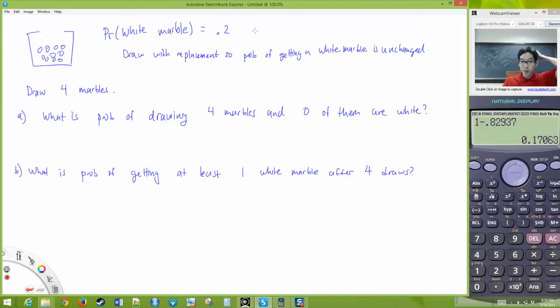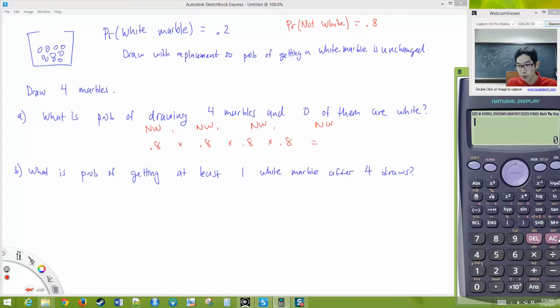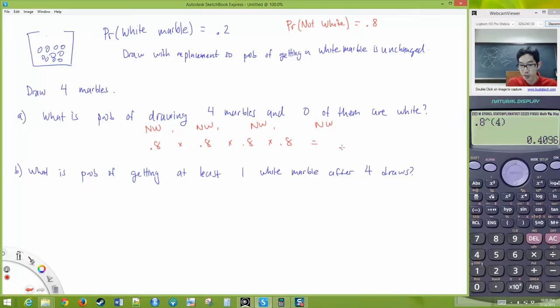Okay, so if the probability of drawing a white marble is 0.2, what's the probability of not white? 0.8, right? So if you draw 4 marbles and you want 0 of them to be white, the sequence has to be not white, not white, not white, not white. So what's the probability? It's gonna be 0.8 times 0.8 times 0.8 times 0.8, or 0.8 to the 4th power, and that's 0.4096. So that's our first answer, 0.4096.